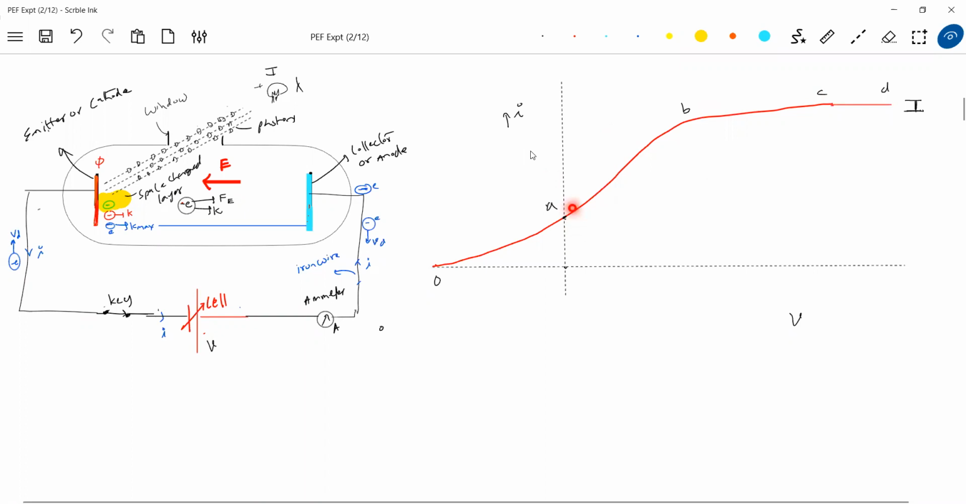What is the intensity of light at this point? Same. What is the intensity of light at this point? Same. Number of photons incident is constant. Number of photoelectrons ejected is constant. But the number of electrons striking the collector depends upon this applied potential difference.